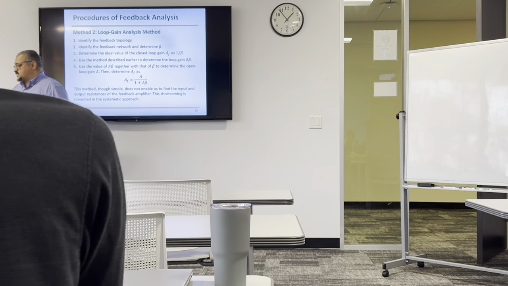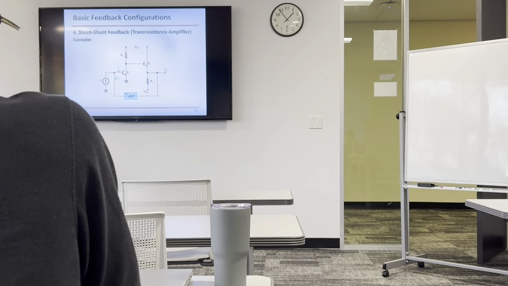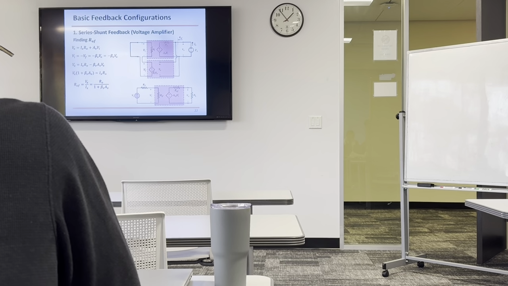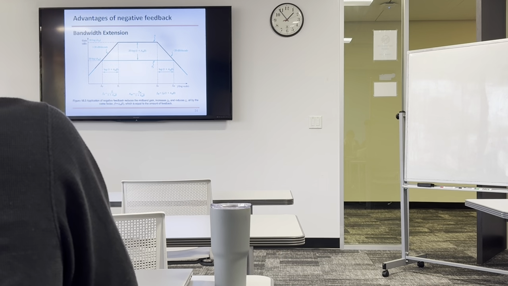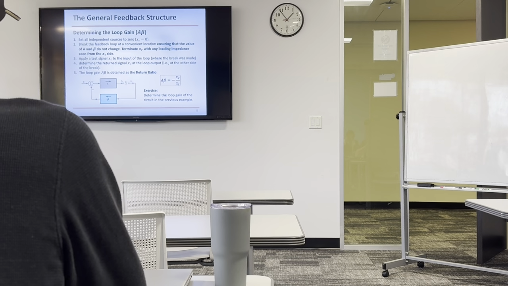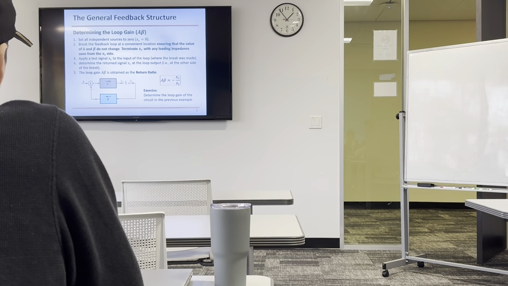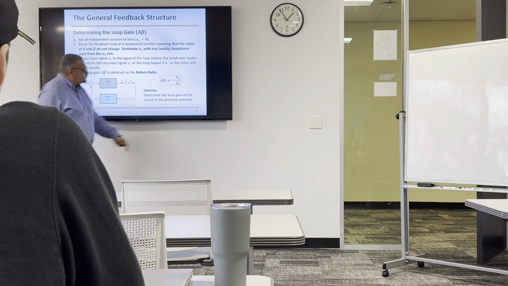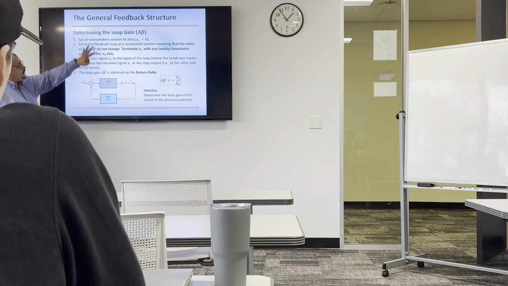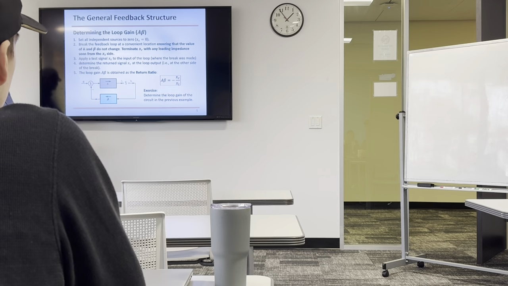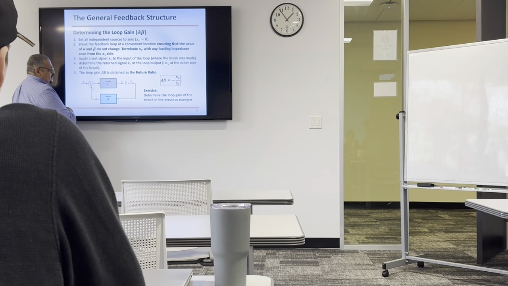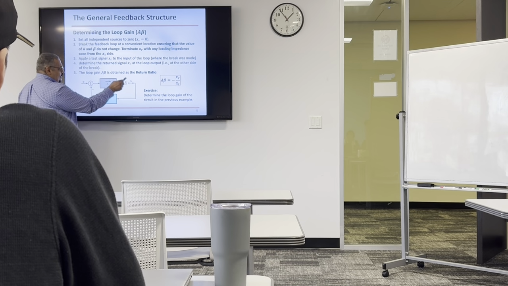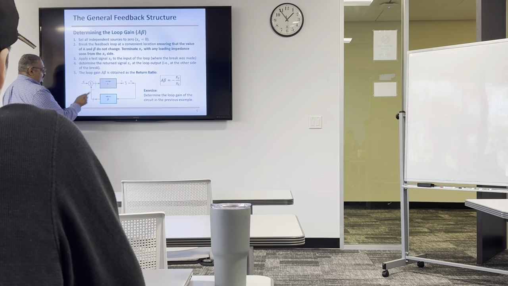We described this back, if you go back to this one, slide 9, okay? So this is how we find the loop gain. Loop gain is this times this. And how do you find it? You cut somewhere. You can cut here, anywhere.